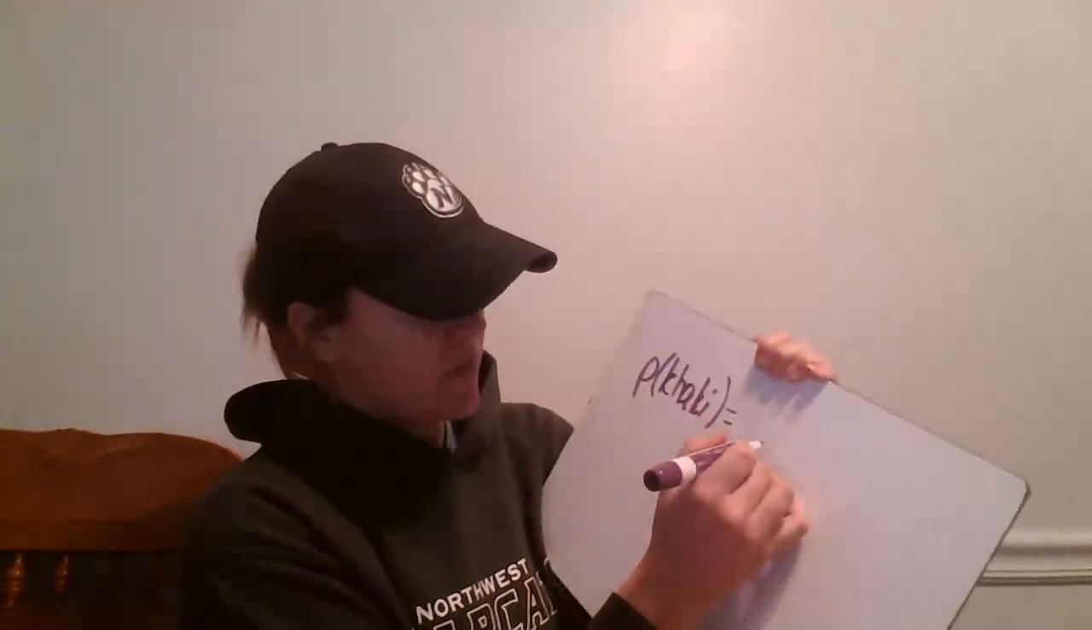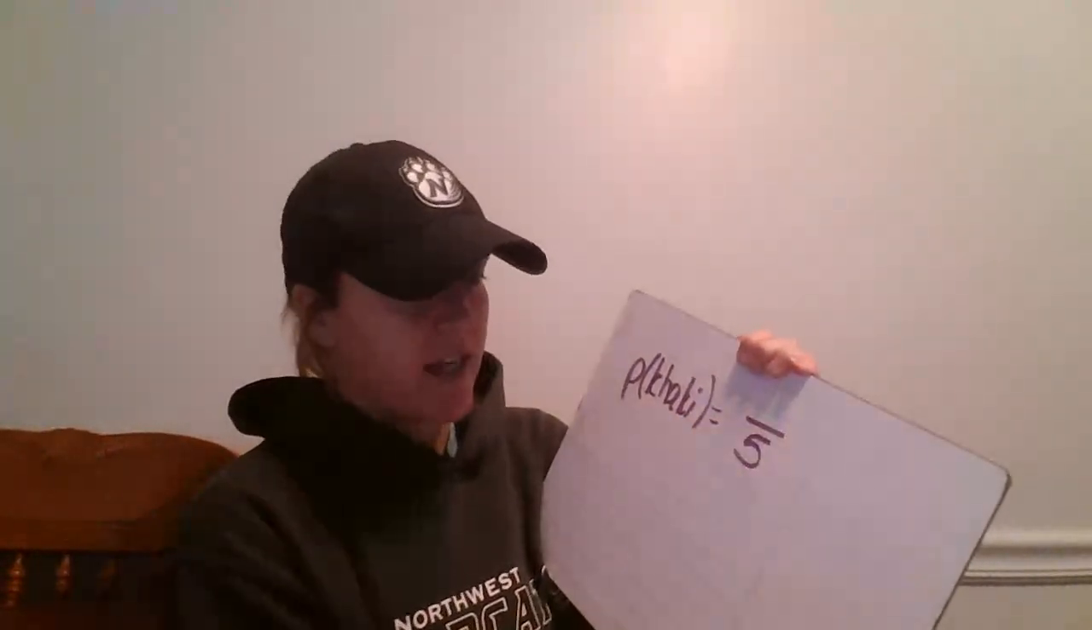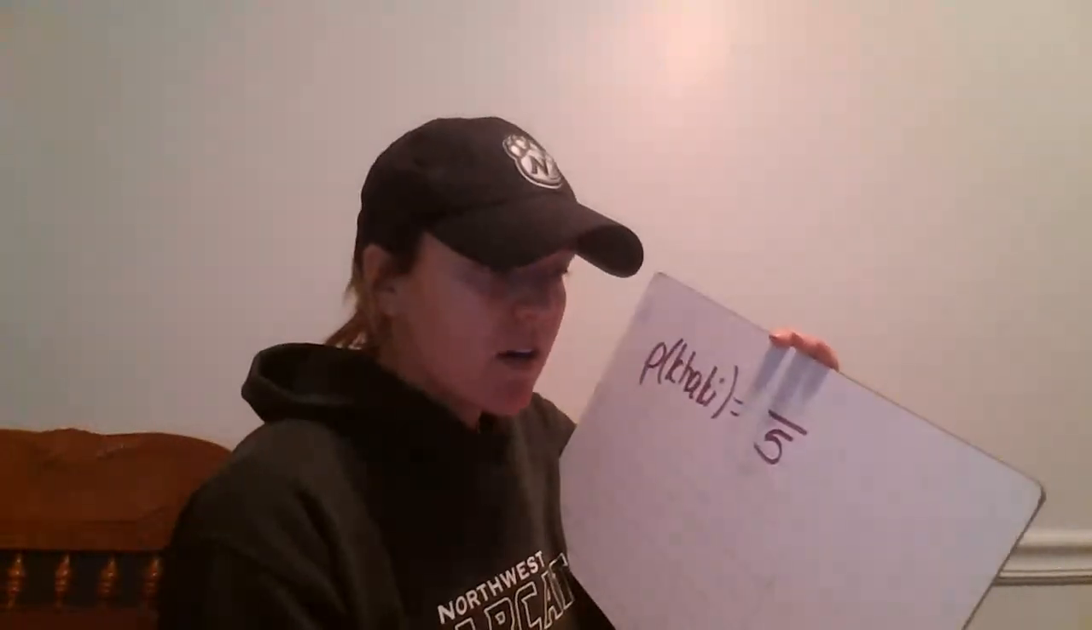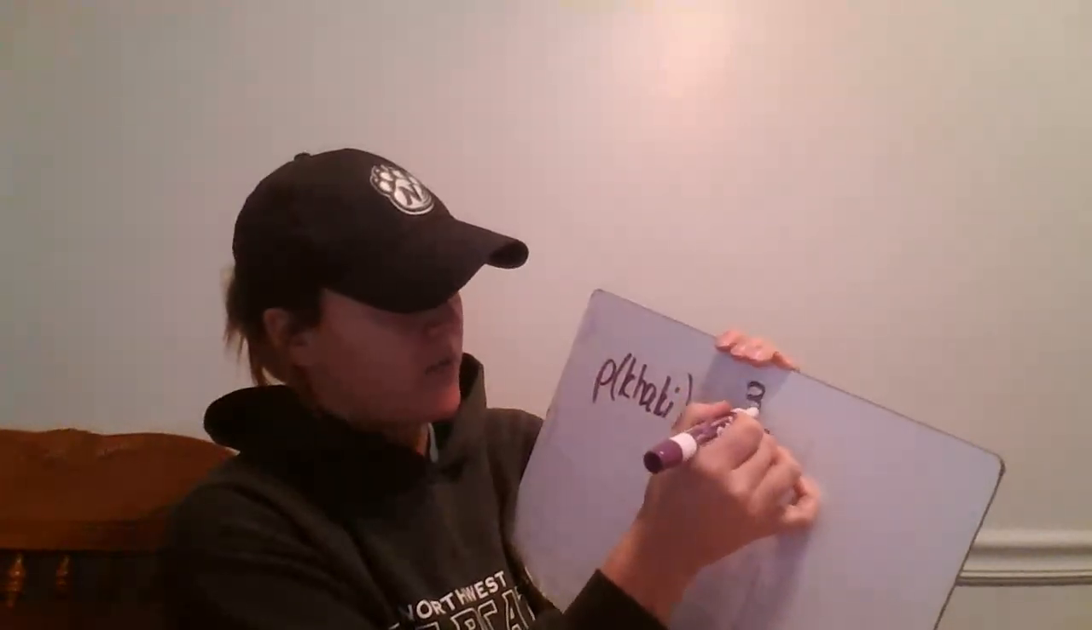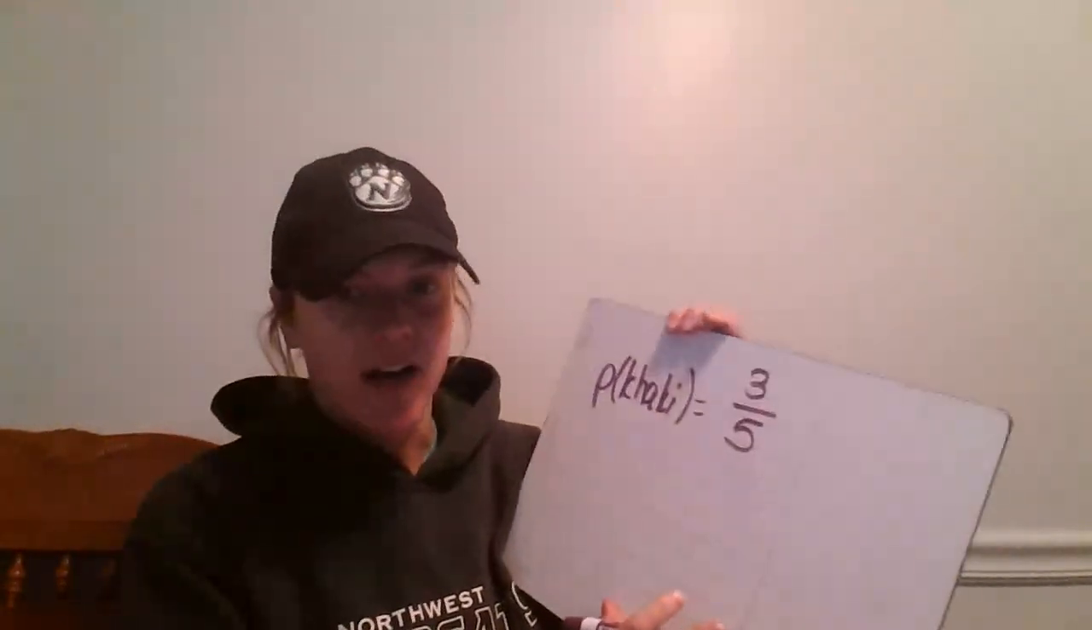Okay, so we first need to look at the pants. So there are 2 pairs of navy pants and there's also 3 pairs of khaki pants. So if we have 2 plus 3, which is going to be 5, so we have 5 pants altogether. And the probability of him picking a khaki pair, since there are 3 pairs of khakis, is 3 to 5.